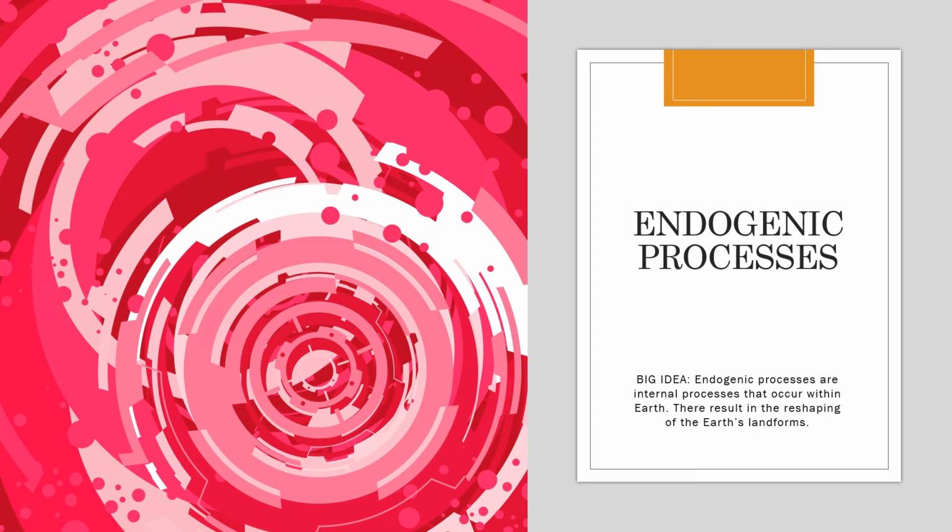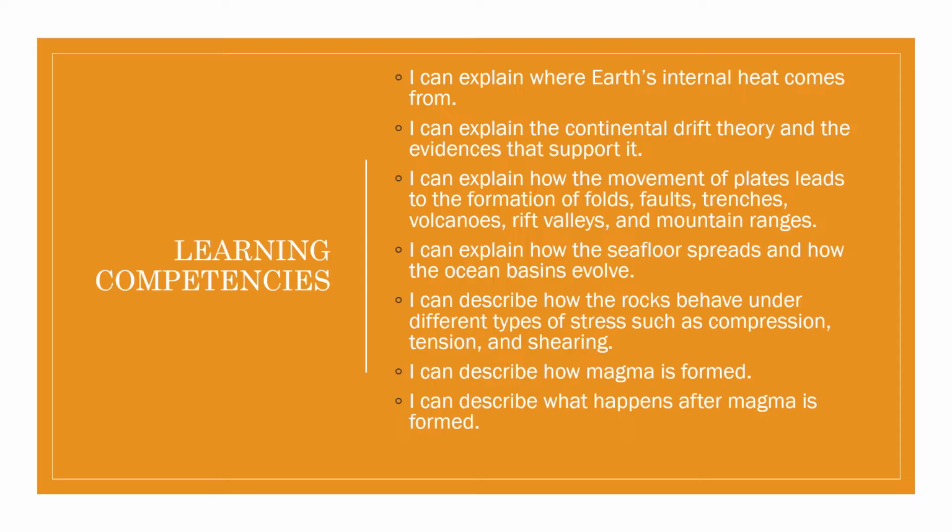So now we will be discussing the second part of the endogenic processes. Again, the big idea is that endogenic processes are internal processes that occur within Earth, and these result in the reshaping of the Earth's landforms. So again, here are the different learning competencies or learning targets that hopefully, at the end of this chapter, you will be able to achieve.